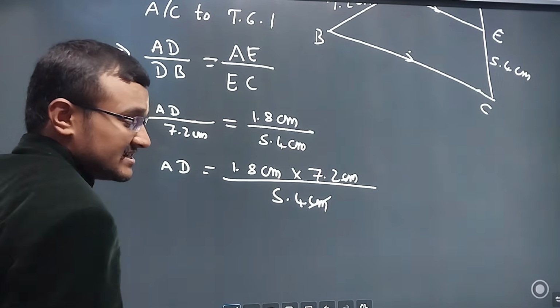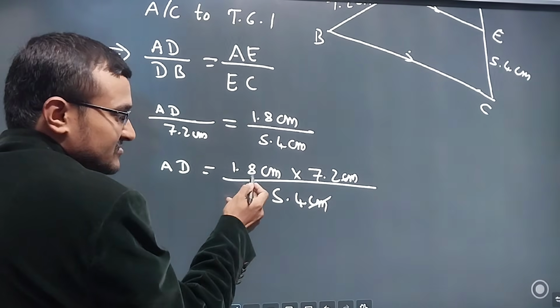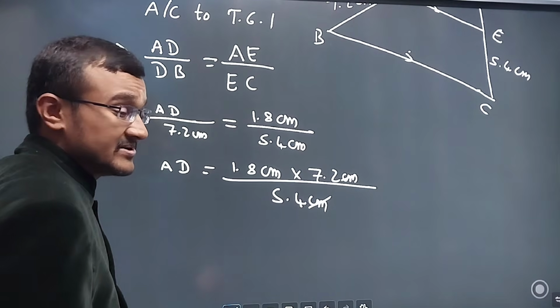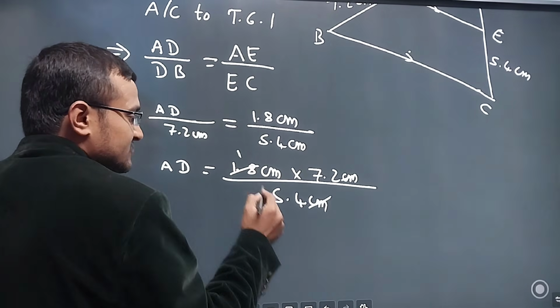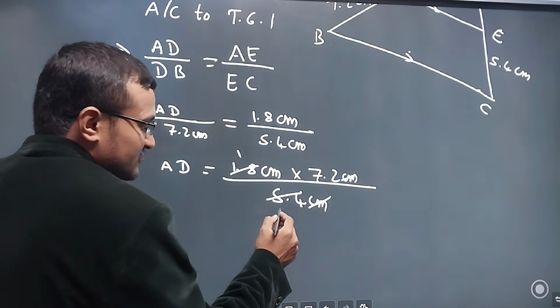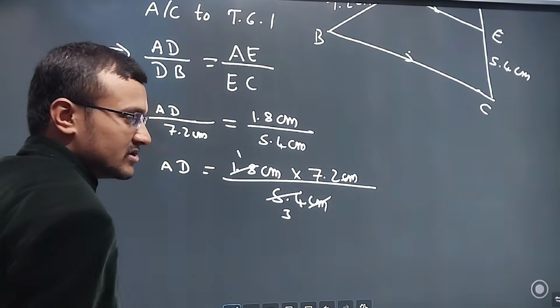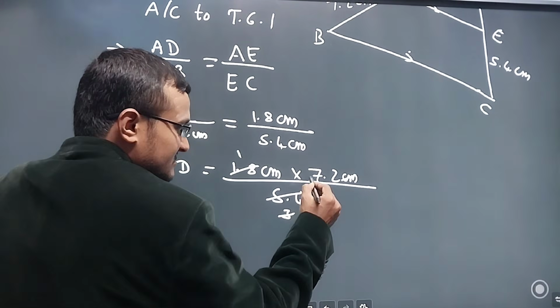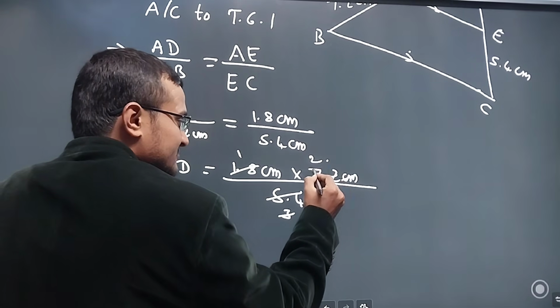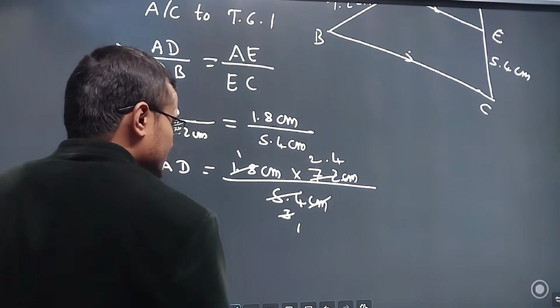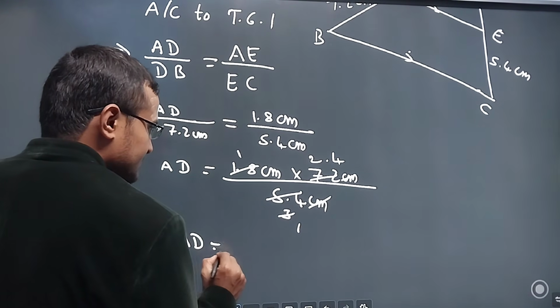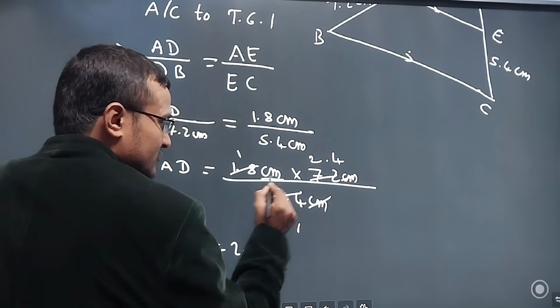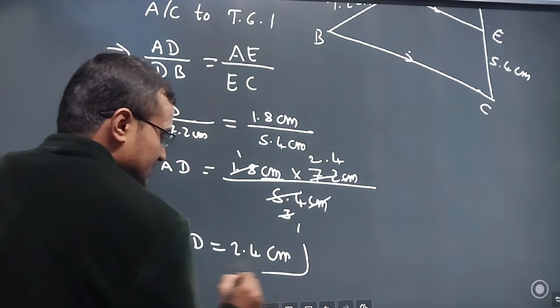We know that 18 ones are 18, 18 threes are 54. So if you multiply this also with 10 and this also with 10, it will become 18 by 54. So here 1.8 ones are 1.8, 1.8 threes are 5.4. So 7.2 divided by 3 is there. 3 ones are 3, 3 twos are 6, point will be there, 12, 3 fours are 12. So AD is equal to 2.4, and here 1 centimeter is there, so 2.4 centimeter.